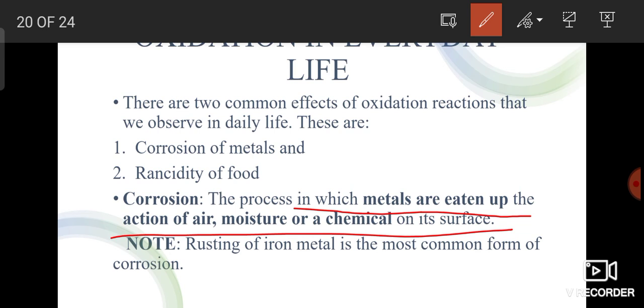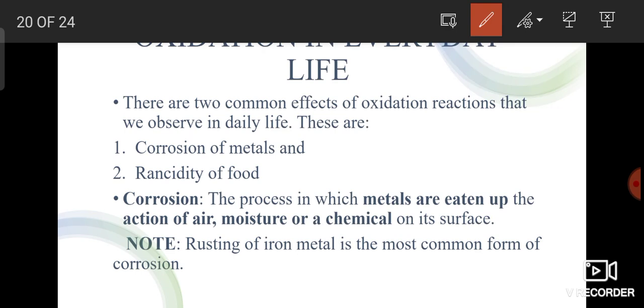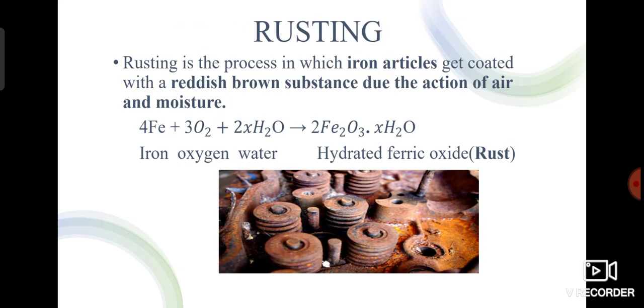Corrosion is a general, or you can say a wider word, which is used for metals when they are getting corroded due to the action of air, moisture or a chemical on its surface. And rusting is a word specifically used for iron metal if it is getting corroded due to the action of air and moisture. Okay, so rusting of iron metal is the most common form of corrosion. So rusting is basically a form of corrosion. Okay, let's proceed to the next slide.